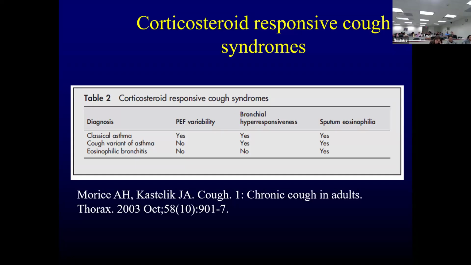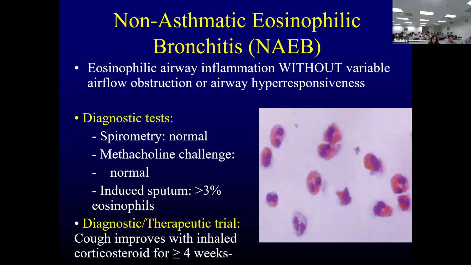In patients who have eosinophilic bronchitis, when I do spirometry and do the bronchodilator challenge, that is negative. The methacholine challenge tests are negative. So what is eosinophilic bronchitis? Eosinophilic bronchitis is a condition in which eosinophils are invading the airways.